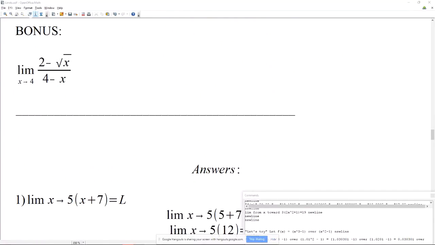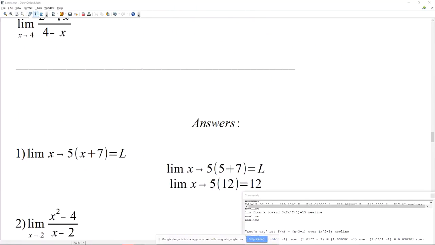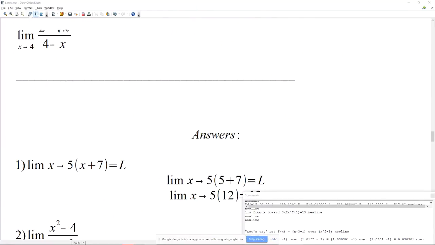I want to set it up as the limit of x plus 7 as x approaches 5 is equal to L, right? I'm doing it a little more properly, the official way of doing it. So I just stick the 5 in there and I get 12, because 5 plus 7 equals 12. The limit as x approaches 5 is equal to 12. You're exactly right. Okay, so let's go to the next one.